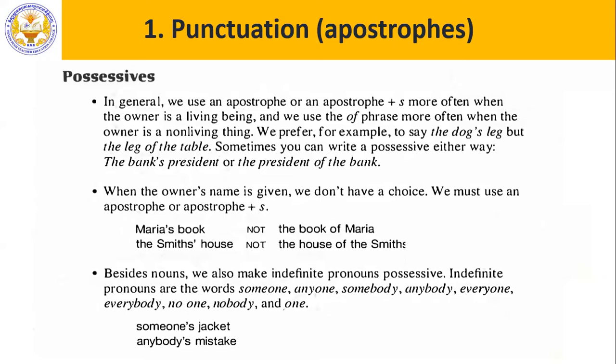When the owner's name is given, we don't have a choice. We must use an apostrophe s. Mary's book, we cannot say the book of Mary. The Smith's house, we cannot say the house of Smith, because the name is given.